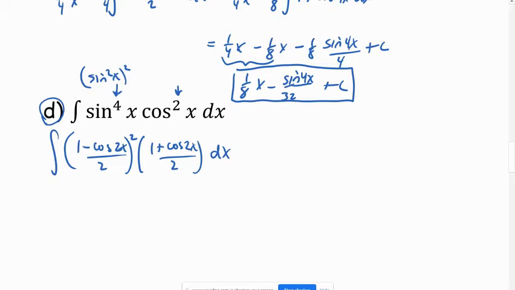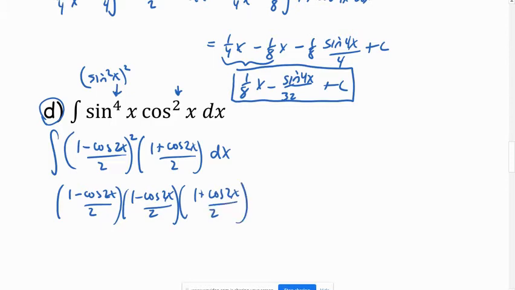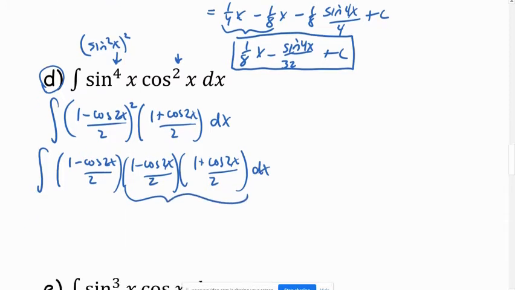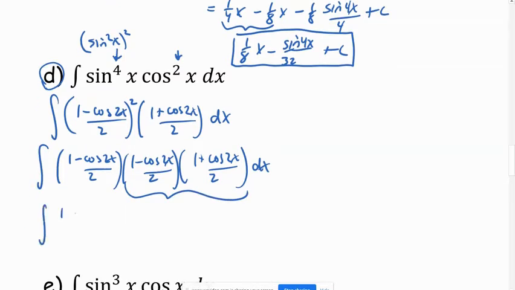And so now if we split this up as 1 minus cosine 2x over 2 times 1 minus cosine 2x over 2 times 1 plus cosine 2x over 2. The reason why I did that is because now I can multiply these two that are conjugates, and that'll look a lot like what we had in the last problem. So we'll have 1 minus cosine 2x over 2, and then the product of these is going to be 1 minus cosine squared of 2x over 4 dx.